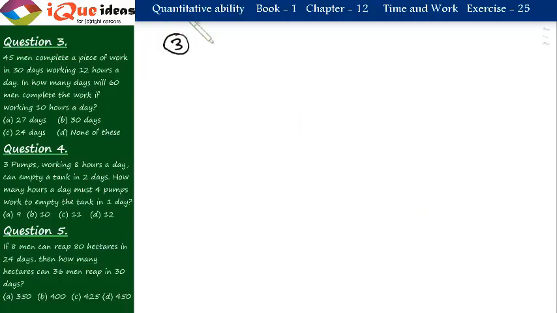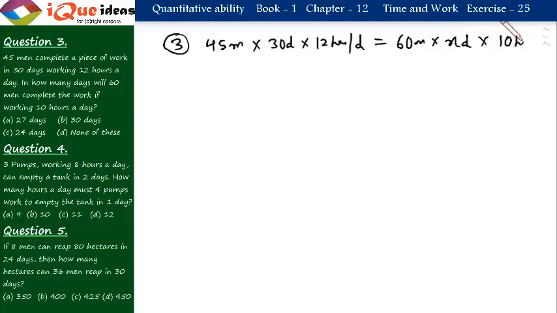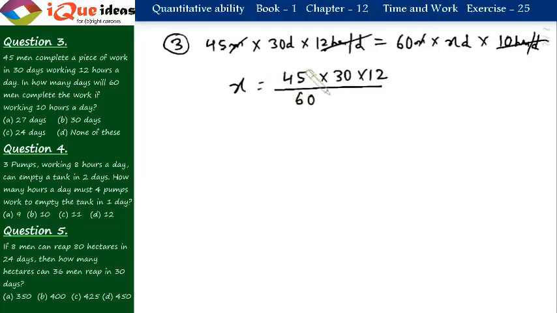Okay. Now the third question, a straightforward simple question. It says 45 men. So I straight away write 45 men into 30 days into 12 hours per day is equal to, how many days will 60 men? So 60 men into x days into 10 hours per day. Right? So keep the unit of the one that we need and cancel the remaining units. So we get x equal to 45 into 30 into 12 divided by 60 into 10.